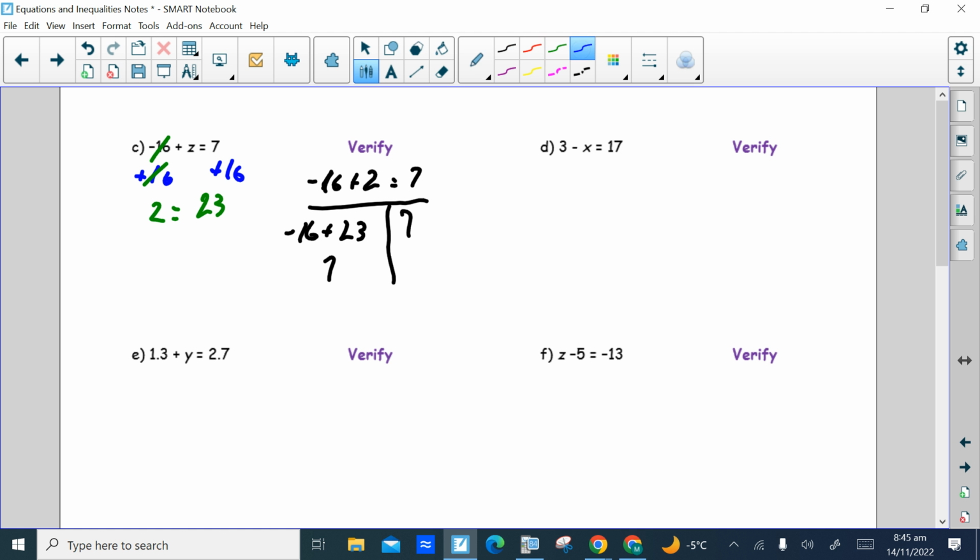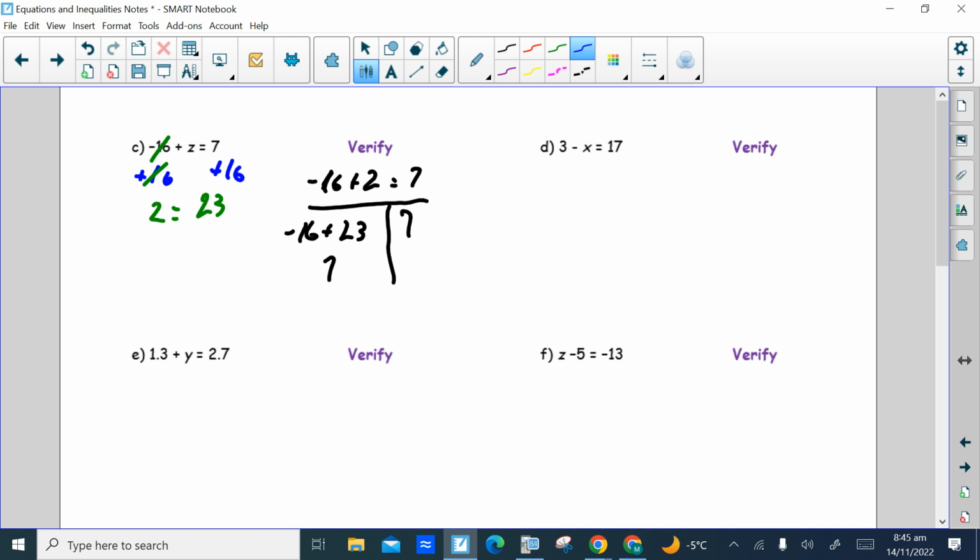Okay, question D. That equation says 3 take away x equals 17. So that 3 is a positive 3. There's a sign in front of the x, which is a negative x. We want to know what positive x equals, not negative x.